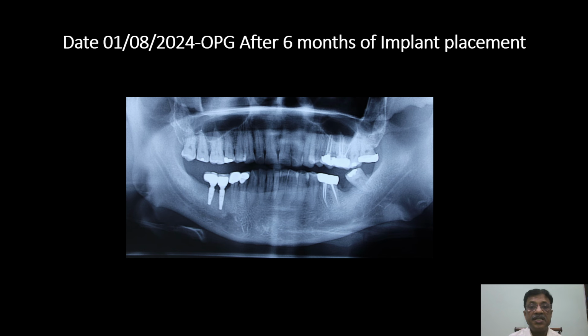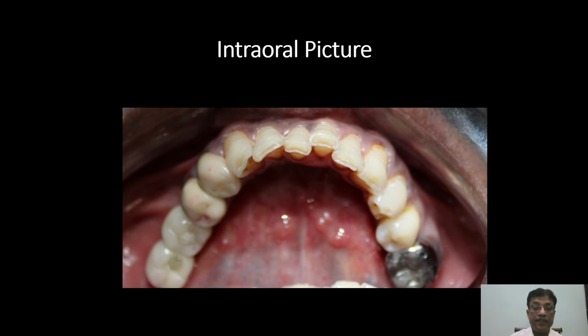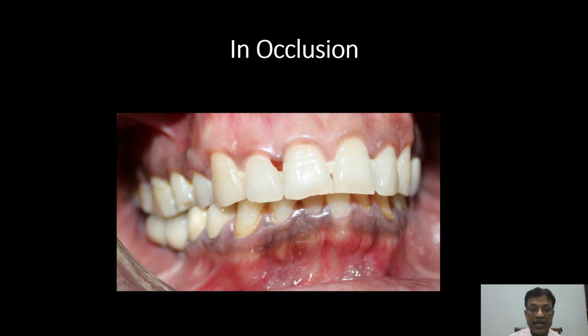So the prosthesis is in place, and this OPG X-ray is 6 months after the placement of the implant and the restoration, and we can see that the implant and restorations are in good shape and the prosthesis is functioning nicely. And this is the intraoral picture with the 2 PFM crowns and 2 crowns on the implants, and this is in occlusion. This picture shows the restoration.